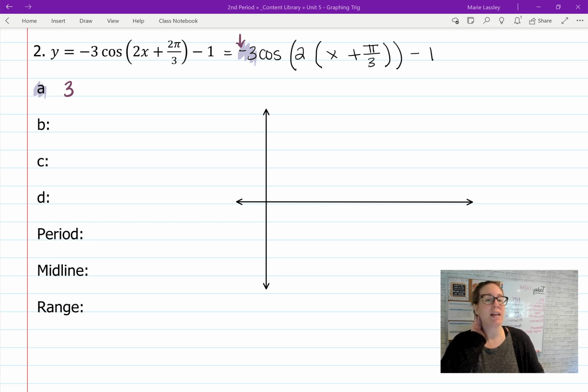But if you want to put -3, a lot of people do just to remind themselves for their amplitude that it is a negative reflection. You could put -3, I wouldn't mark it wrong. But technically amplitude is always going to be positive.